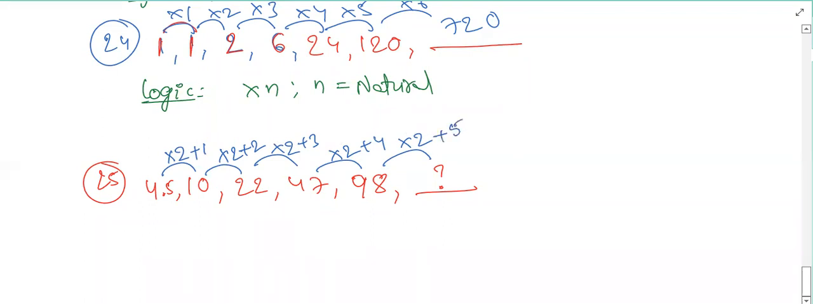200 plus 5. 201, sir, 201. Yes, 201, correct. 198 is 2 times 99; 98 into 2 is 196. 196 plus 5. It is 201.